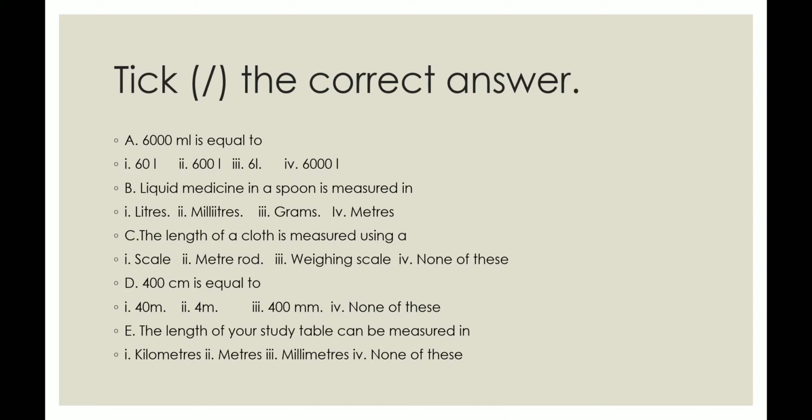D part, 400 centimeter is equal to, options are 40 meter, 4 meter, 400 millimeter, and none of these. As we know, 100 centimeter is equal to 1 meter. So 400 centimeter will be equal to 4 meter. So our answer will be second option, 4 meter. 400 centimeter is equal to 4 meter.